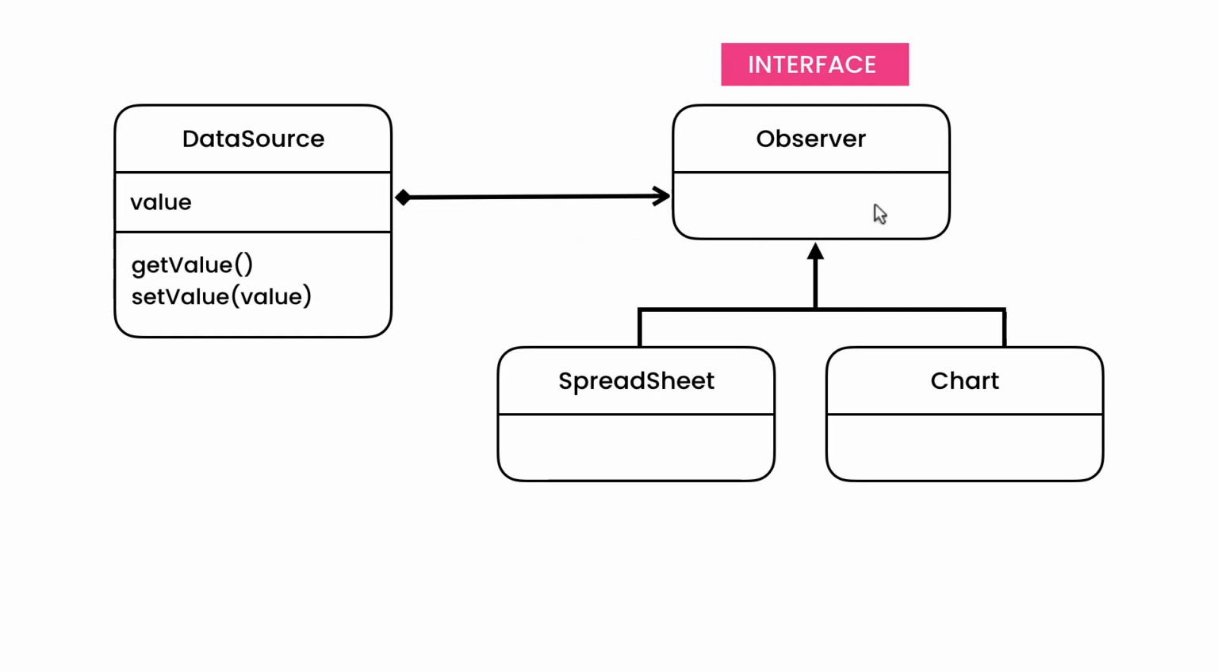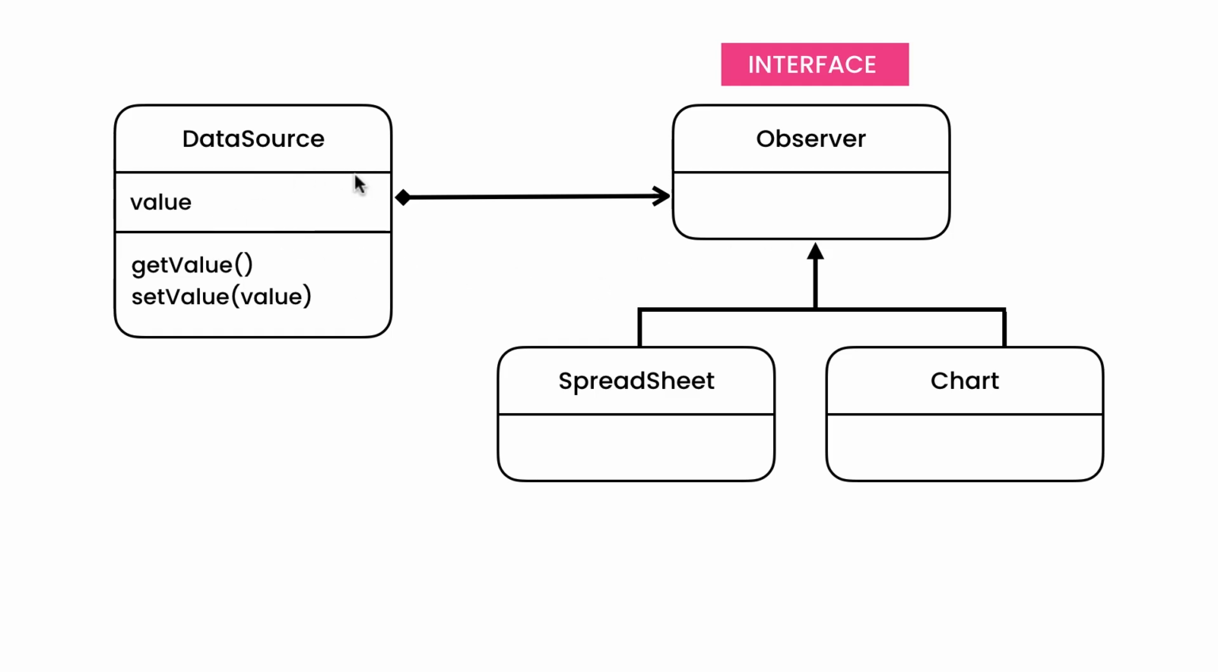This follows the open-close principle because we can extend our application by adding new classes. Let's say tomorrow we want to introduce a new type of object, like an image that gets auto-generated based on the values in the data source. We can simply add a new class that implements the observer interface. The data source doesn't care. It just talks to the observer interface.